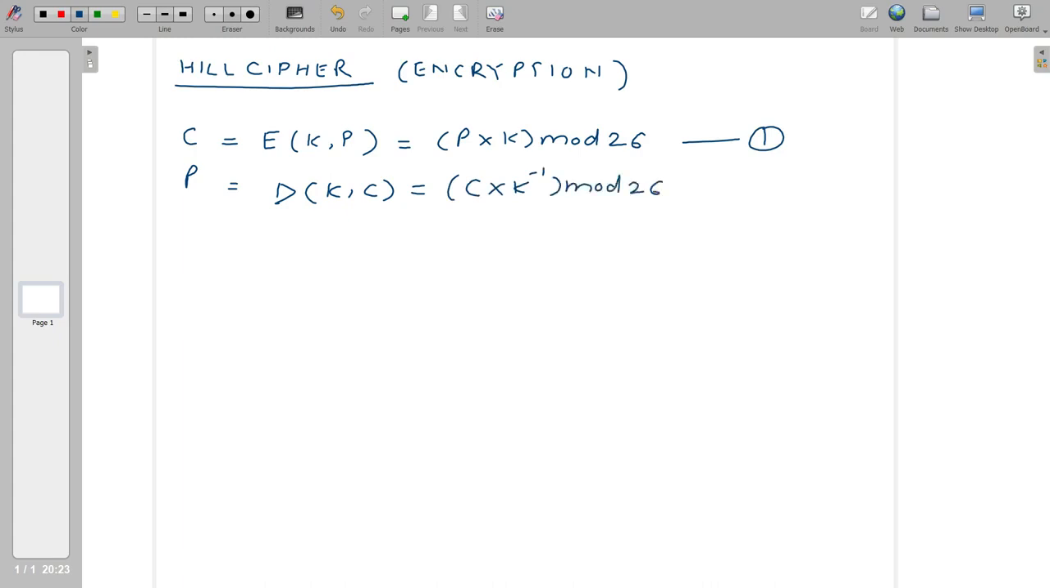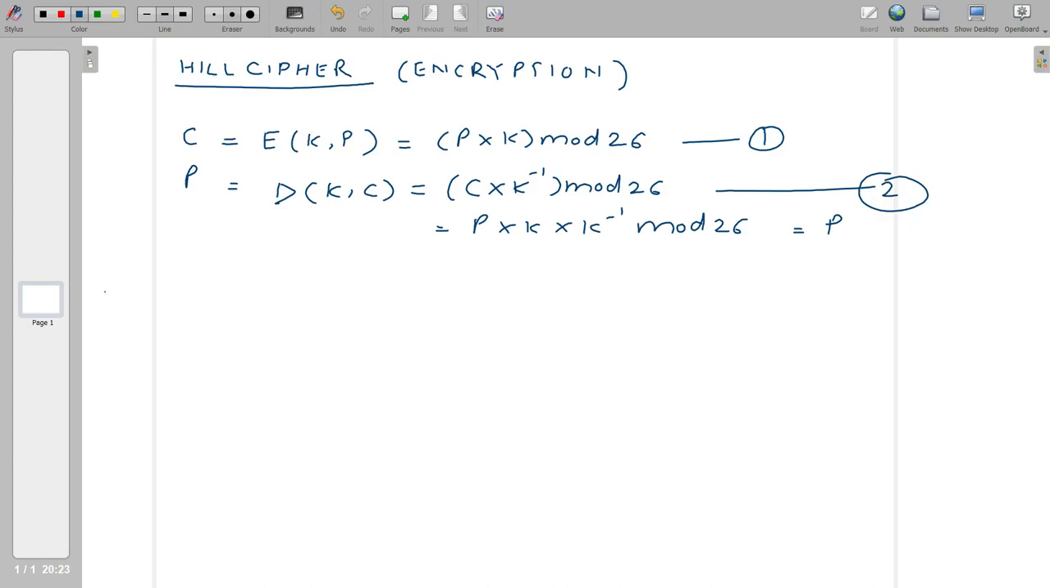And what is C here? C is P into K. So it will be P into K into K inverse mod 26, which is ultimately going to be P. So this is how we do decryption. I will be talking about decryption in the next video. Let's talk about the encryption process.